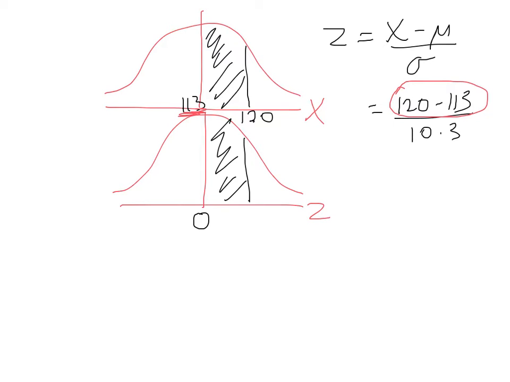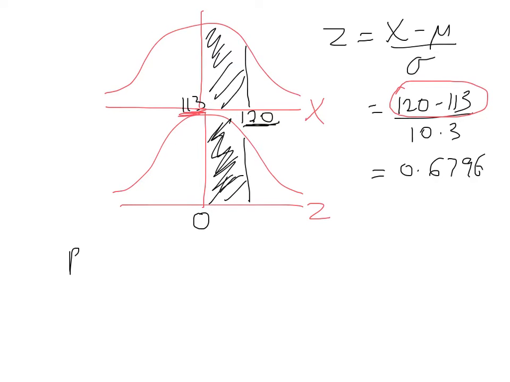7 divided by 10.3 is going to be roughly 2/3. But of course we put that in our calculator and we get an exact value, 0.6796. So that's saying that 120 is 0.6796 standard deviations above the mean. Now this we can look up directly in our tables. The tables don't go to 4 decimal places, they go to 3.